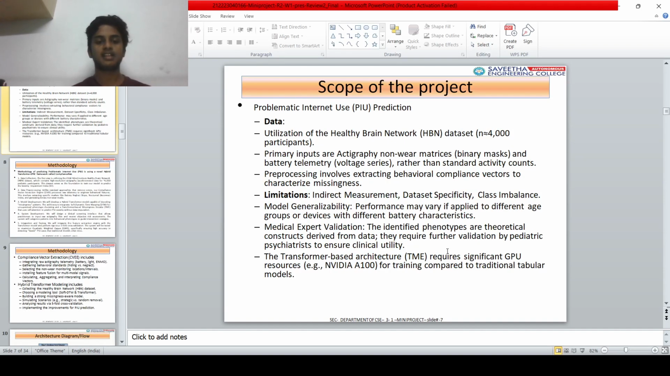This project uses the Healthy Brain Network dataset. It includes actigraphy, brain telemetry, and ambient light data. Novel compliance metrics are extracted from the raw data. Deep learning models are trained using this dataset. Unsupervised clustering is applied to discover the behavioral patterns.